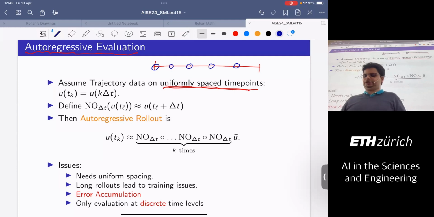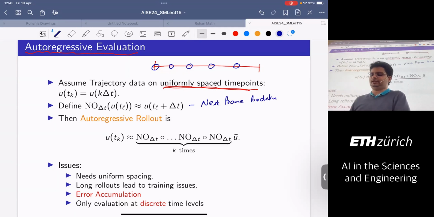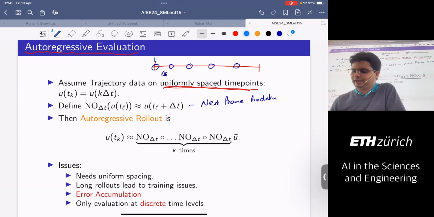So what does the neural operator do? As I said, whether you give it FNO, CNO, or CNN, whatever you have, you make it predict the next frame. In computer science, this is called next frame prediction. Because now the delta t is fixed, right? I know what the delta t is. So I am able to predict the next frame. Similarly, from here to here, I can predict the next frame. From here to here, I can predict the next frame. From here to here, I can predict the next frame.